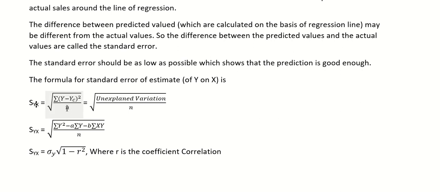This Yc is the variation basically, and we will understand how to calculate Yc. Another formula is under the root summation of y square minus a summation of y minus b summation of xy, upon n. This is the second formula. And the third formula to calculate standard error is the standard deviation of y under the root 1 minus r square, where r is the coefficient of correlation, right? Now we will try to understand these formulas with the help of an example. We'll directly go to an example and understand how to calculate Yc and all the other values. So let's move forward.